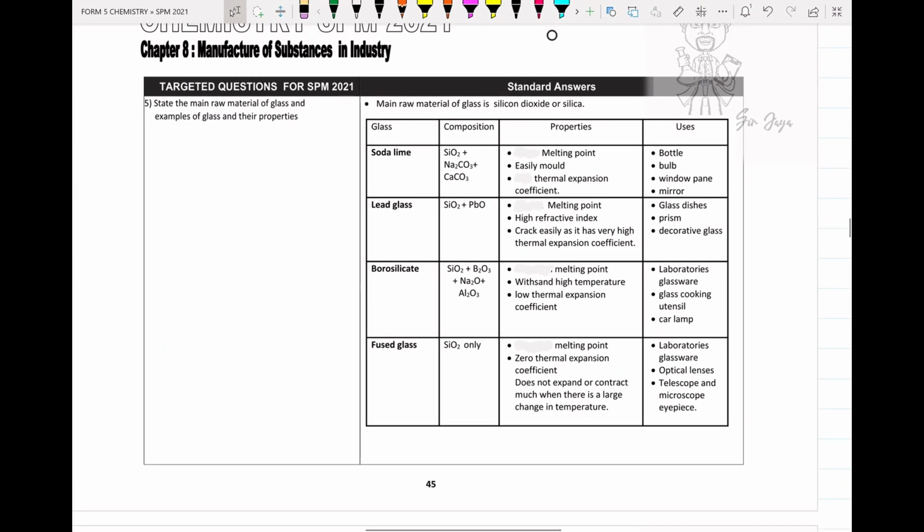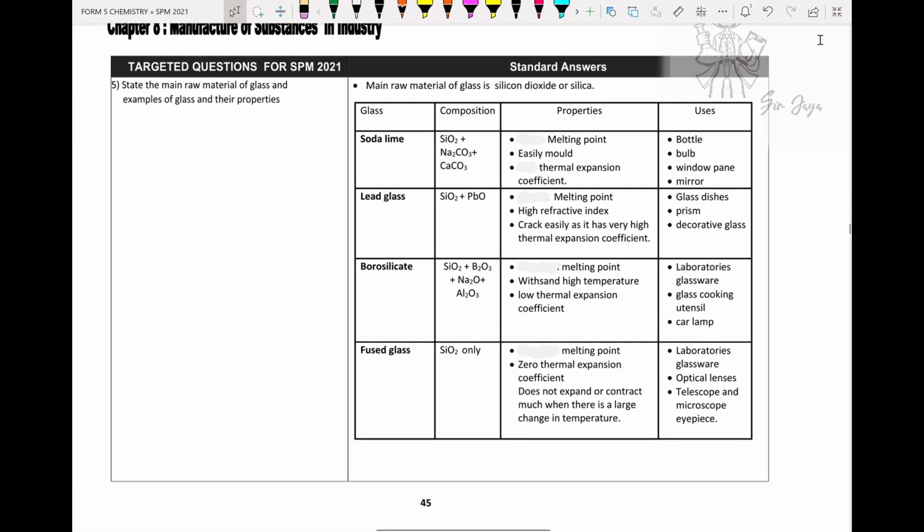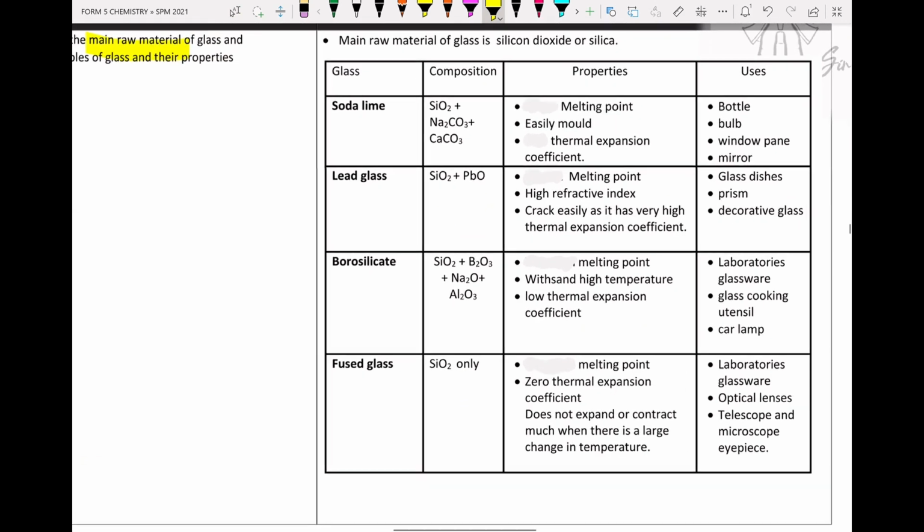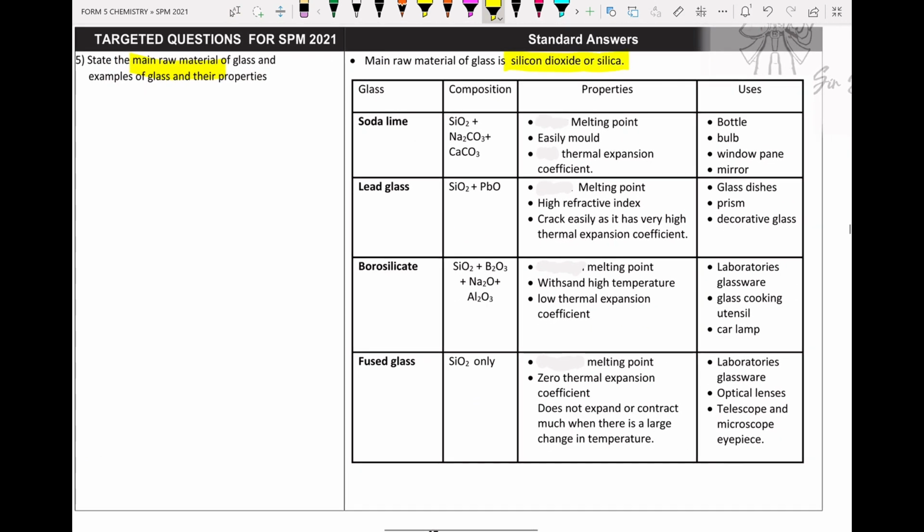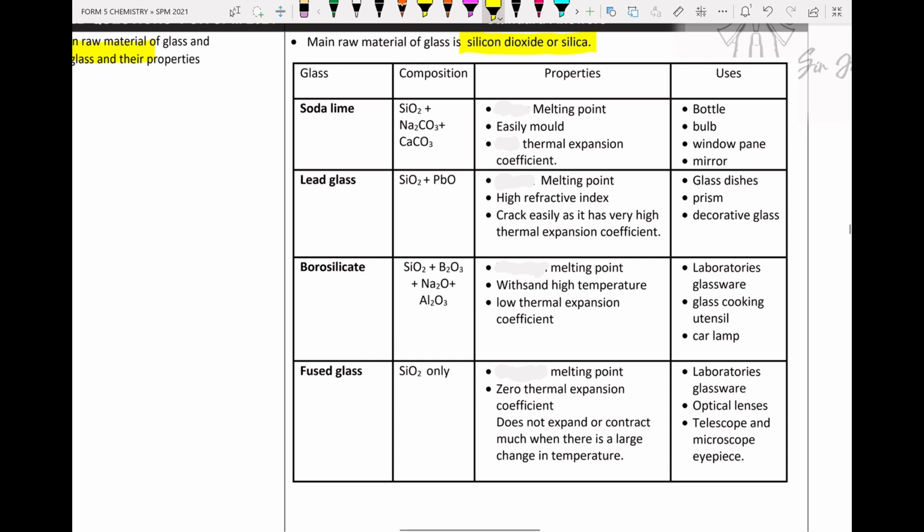All right, we go for the last part. Next one, question number 5. What is the raw material used to make glass? The raw material used to make glass is silicon dioxide or silica. We have a few examples, starting with soda lime glass. The properties: it has a lower melting point and a high thermal expansion coefficient. So it's used to make bottles, window panes, mirrors, all that.